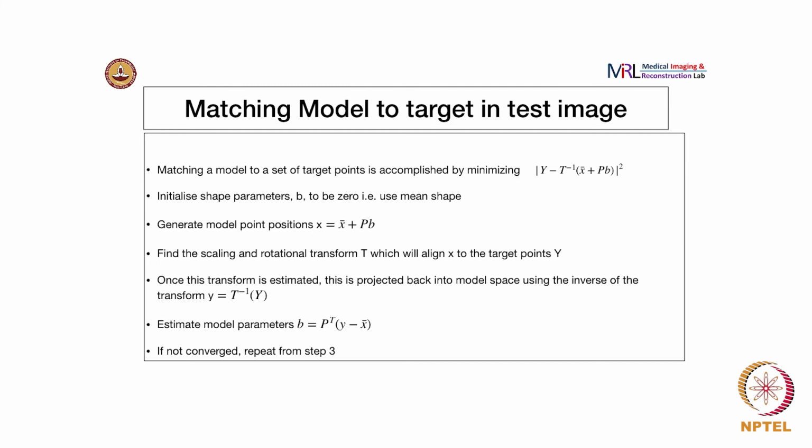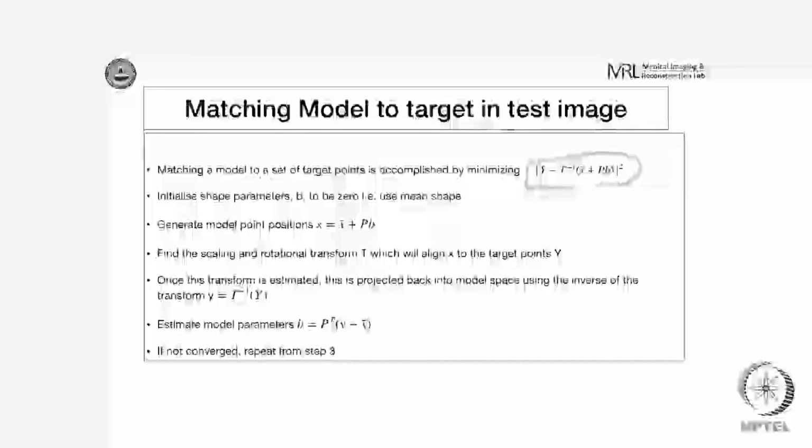Your model is now described, remember, by B. You want to do some rotations and translations on your B, so that the model that you are working with matches the Y in the data. So basically, you are trying to solve this optimization problem. The way to solve this optimization problem is the following: you initialize your shape parameters by setting B equal to 0.